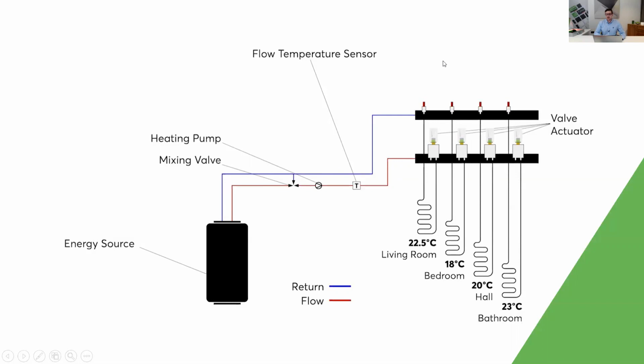And then over here is our manifold. And then as you can see on each zone of the manifold is a Loxone valve actuator, which then controls the loop in each room. So we have the living room, the bedroom, the hall, and the bathroom.